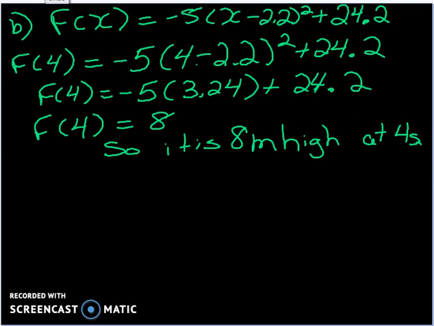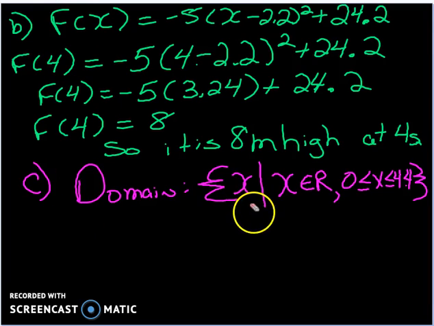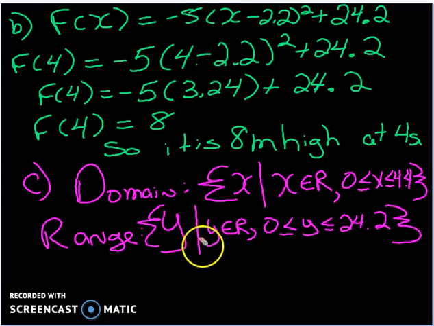The third part of this question asks me to state domain and range. Domain is the x-coordinates, and our x-coordinates go from 0 to 4.4, so there are some constraints here on our x. So we can say x, such that x is an element of the real numbers, and it is greater than 0 but less than 4.4. For my y value, our y values go from the ground, which is 0, all the way up to a max height of 24.2. So our range, y, such that y is an element of the real numbers, and y is greater than or equal to 0, but less than or equal to 24.2. So there's my domain and range.